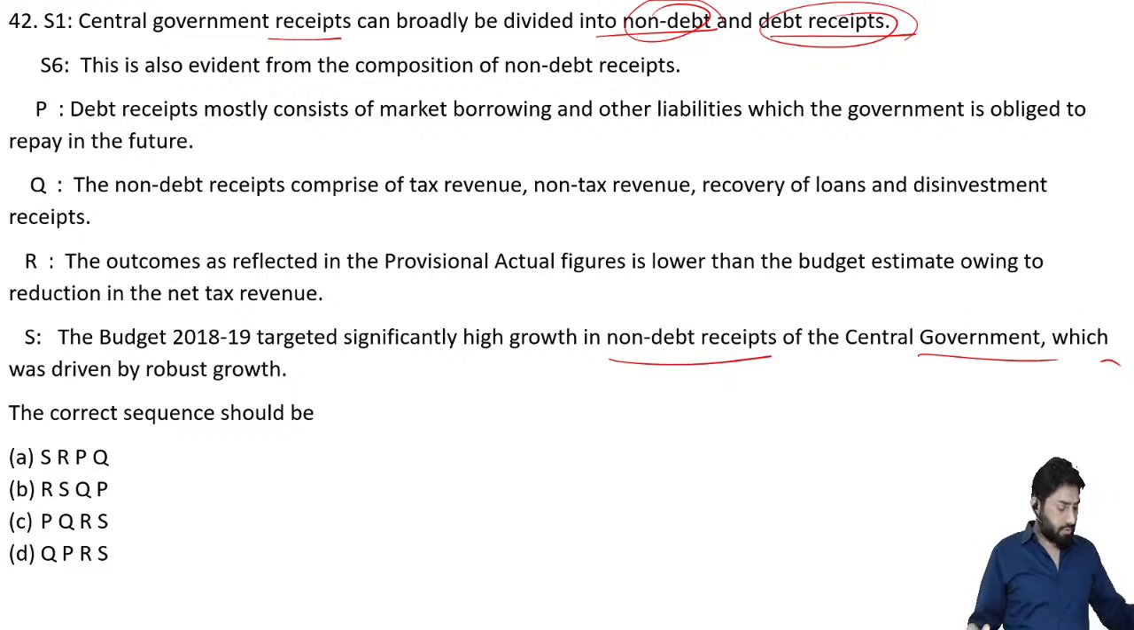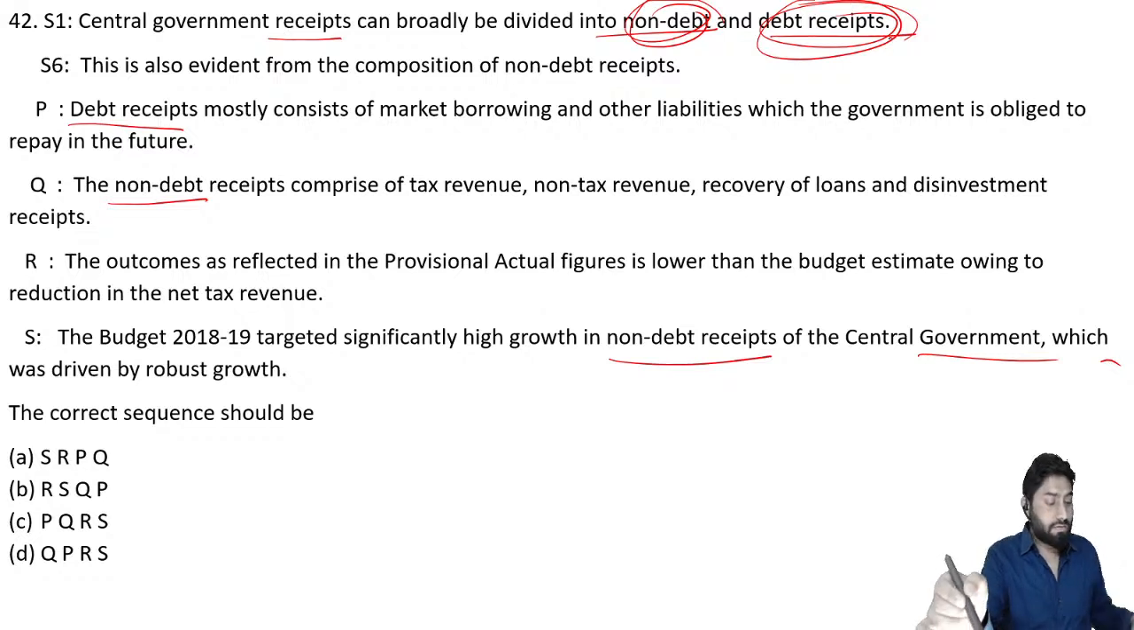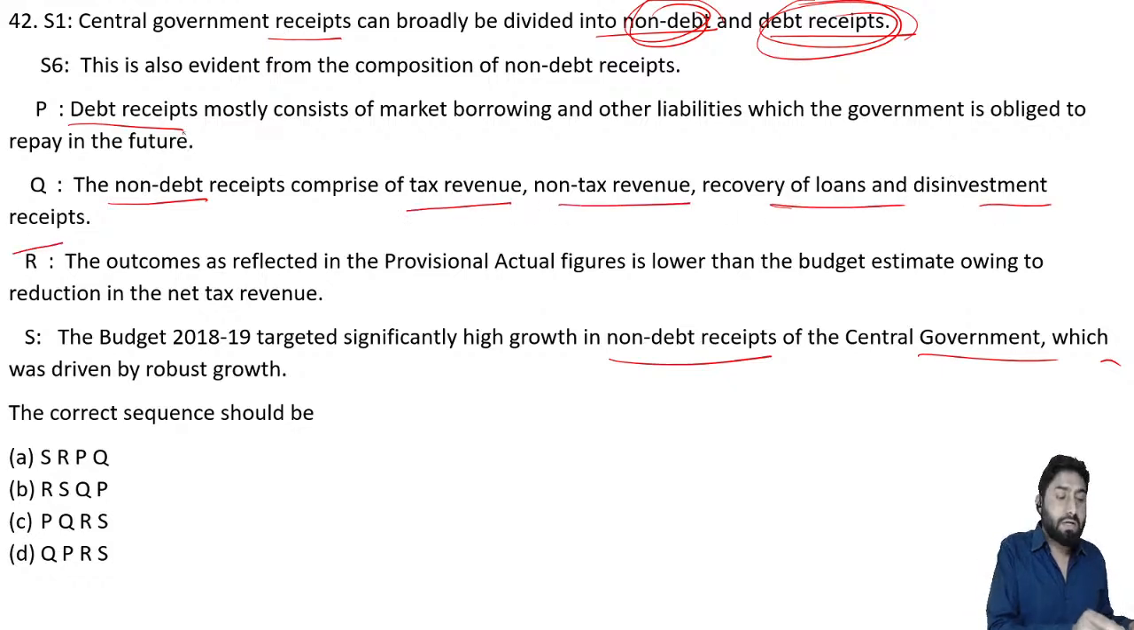Now, what you see: non-debt and debt receipts. Here also we are talking about non-debt and debt receipts, so after these, one of these two has to come. So central government receipts can broadly be divided into non-debt and debt receipts. The non-debt receipts comprise tax revenues, non-tax revenues, recovery of loans, and disinvestment receipts. And debt receipts mostly consist of market borrowings and other liabilities which the government is obliged to repay in the future. Right?